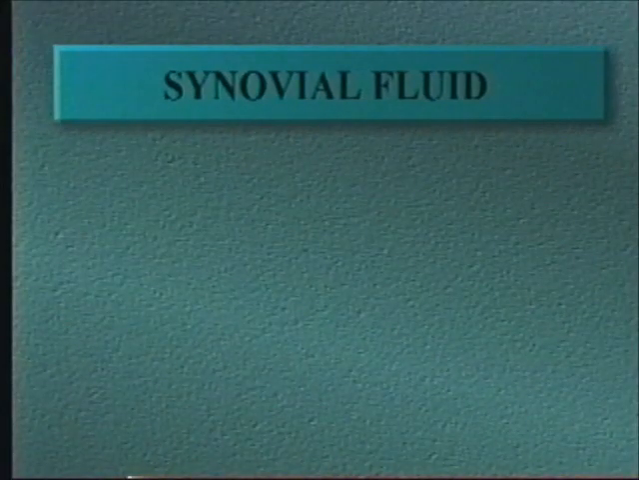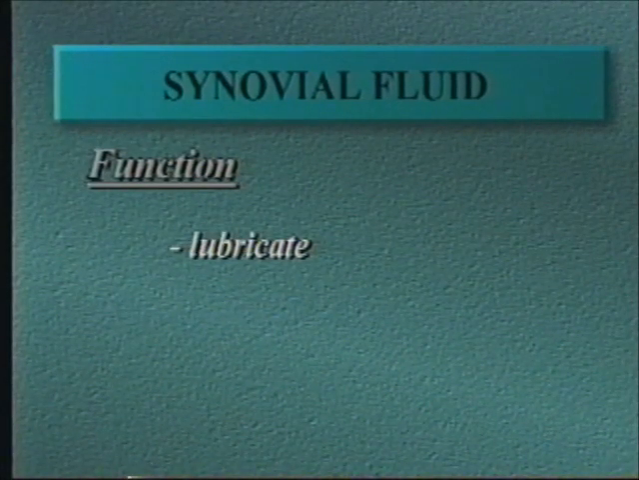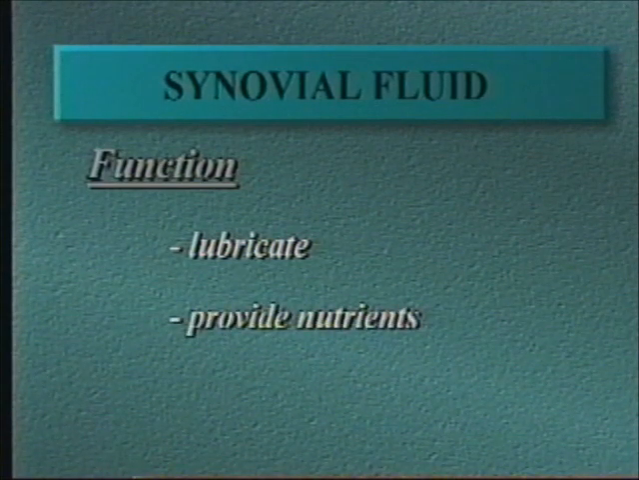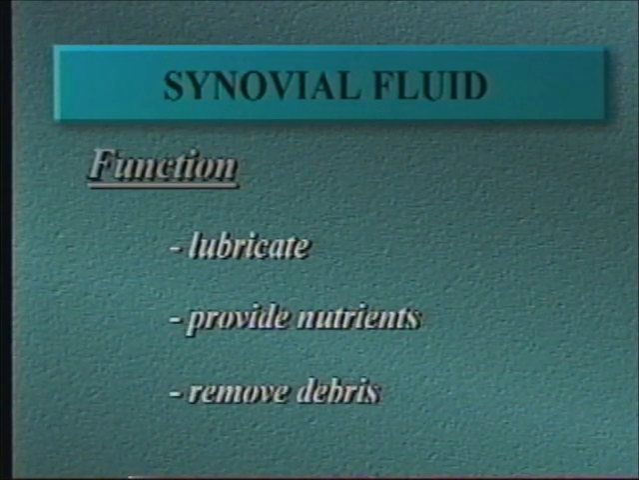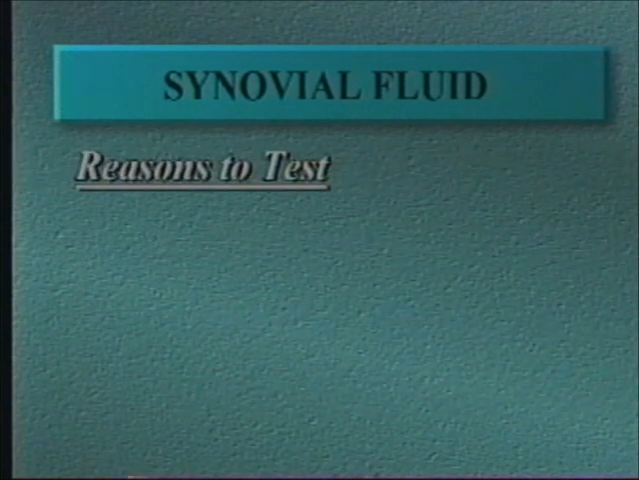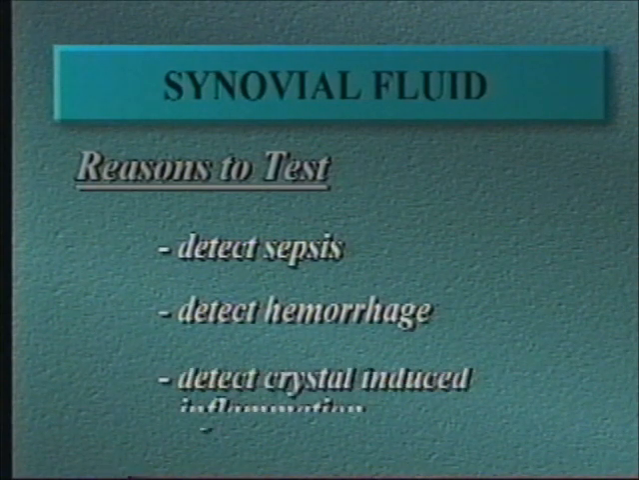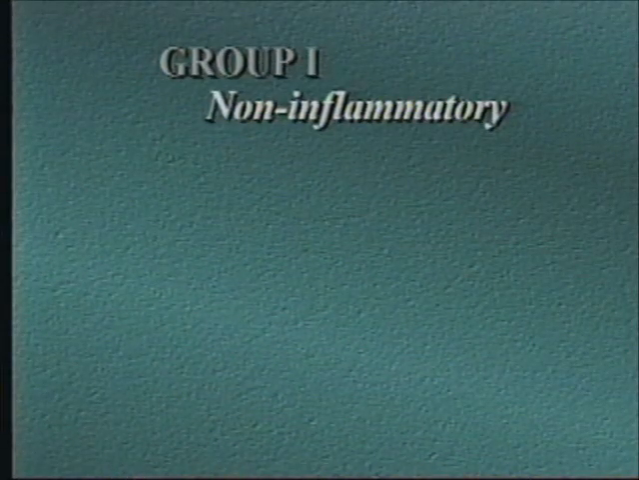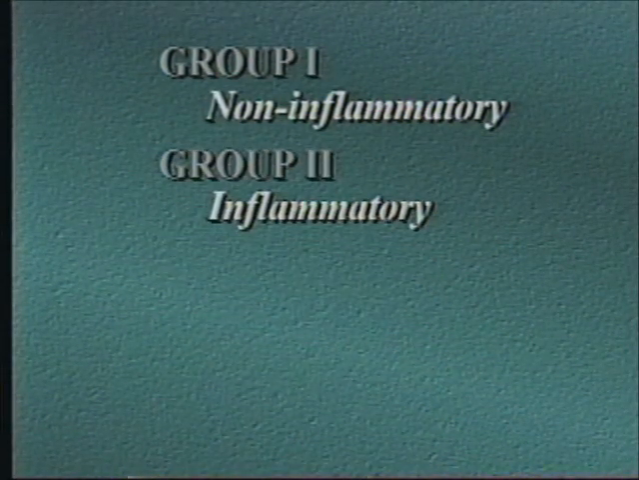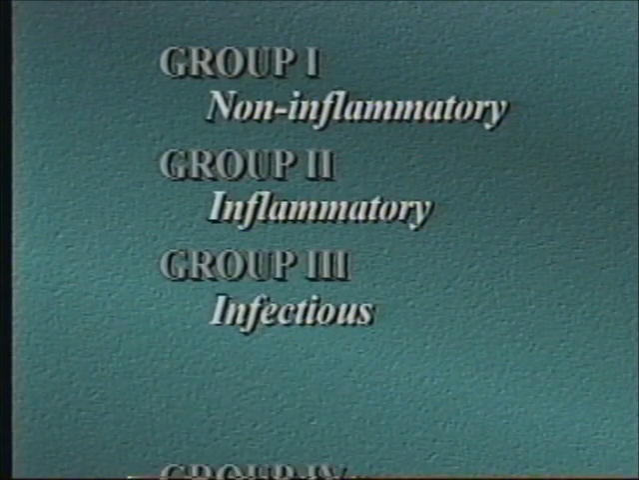Because of its thick and goopy nature, synovial fluid is an excellent lubricant. It also provides nutrients to the joint, and it removes waste products. Examination of synovial fluid is performed to detect sepsis, to detect a hemorrhage, or to diagnose crystal-induced inflammation. Based on hematologic findings, synovial fluids are divided into 4 diagnostic groups. These are Group 1, non-inflammatory, Group 2, inflammatory, Group 3, infectious, and Group 4, hemorrhagic. For a further description of these groups, refer to the handout.